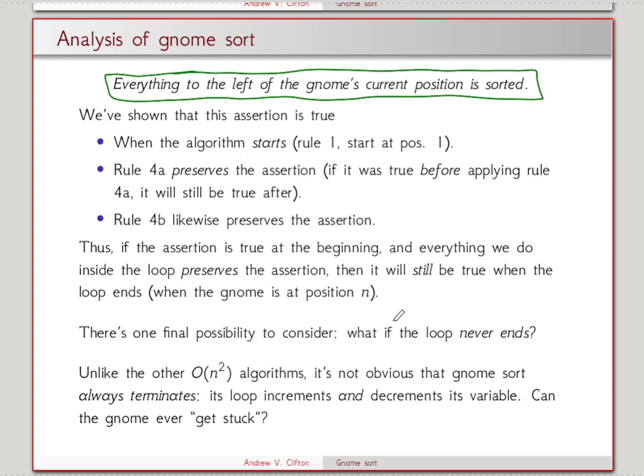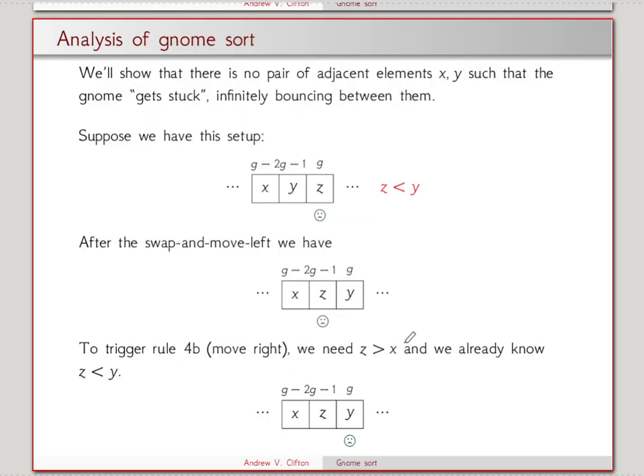Now, we have a loop where we increment and decrement. So we should probably make sure that the loop actually ends, right? You could write a while loop where you increment and decrement, and it just never ends. It just gets stuck. So we should make sure that we will actually reach a stopping point.